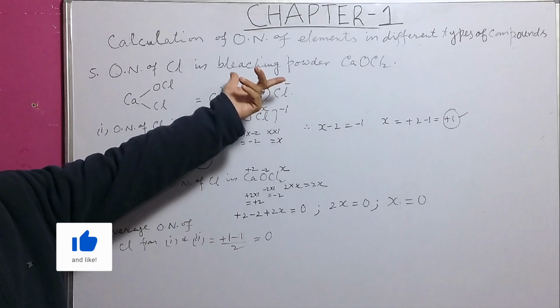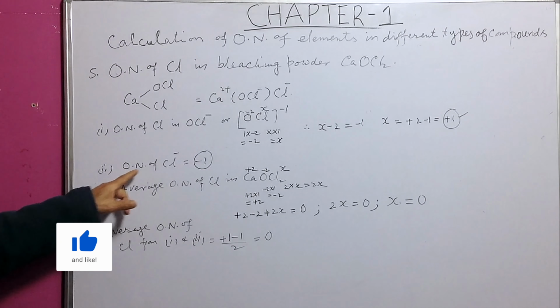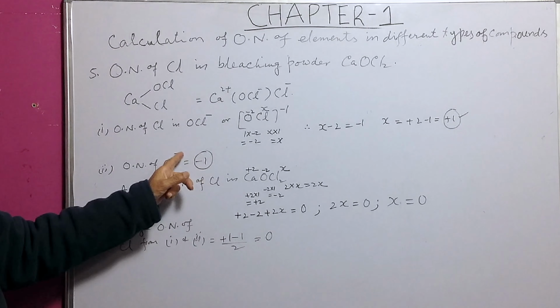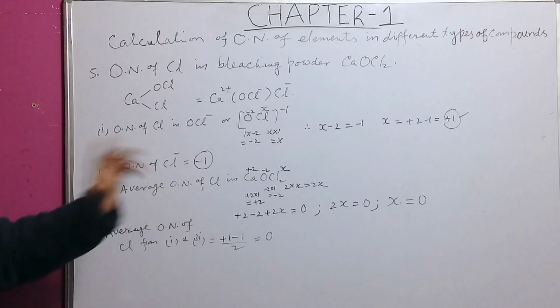This is Cl minus. It is very easy. The oxidation number of Cl minus is equal to minus 1. It is simply written there.